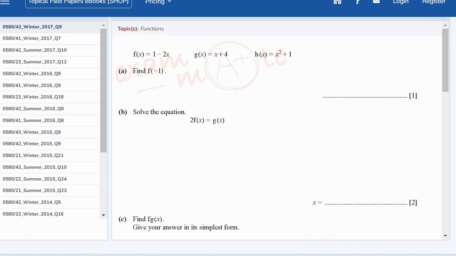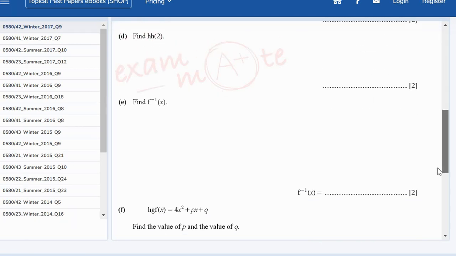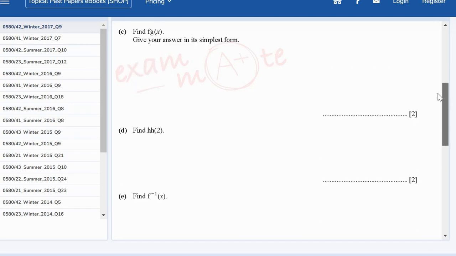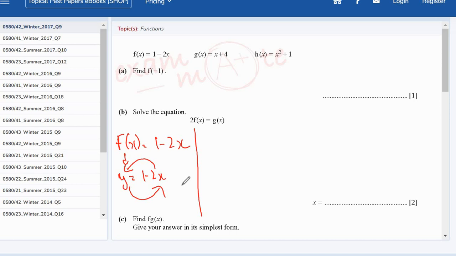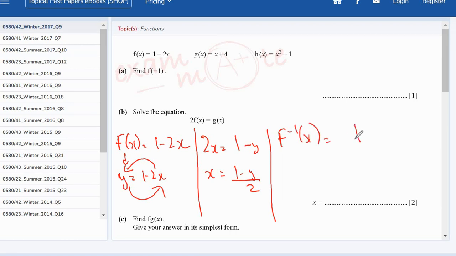Let me erase this. Now next we have f inverse x. Alright, f inverse x. I will solve this one over here as well. First of all, f of x is equal to 1 minus 2x. In place of f of x, I will write y is equal to 1 minus 2x. Now I will shift minus 2x over there and y over here. So 2x is equal to 1 minus y. X is equal to (1 minus y) upon 2. So f inverse x is equal to, instead of y, I will write x, (1 minus x) upon 2. This is how I find f inverse x.